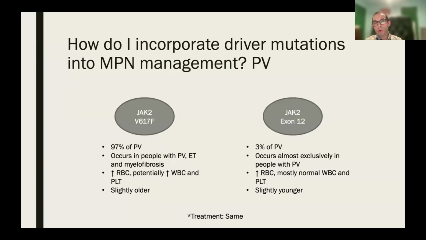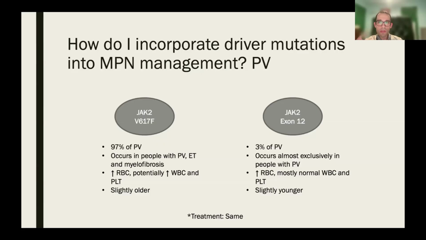So, why do these mutations matter, both driver mutations and co-mutations? Let's talk about how I incorporate driver mutations and co-mutations into my management for each of these conditions. So for PV, it's kind of simple, right? I don't really incorporate driver mutations so much into my treatment because everyone has the same driver mutation for the most part, which is the JAK2.